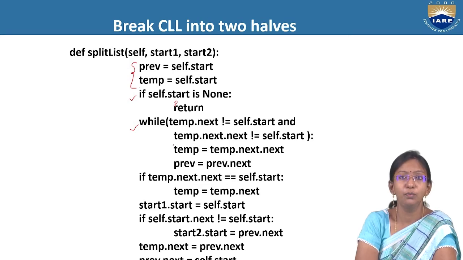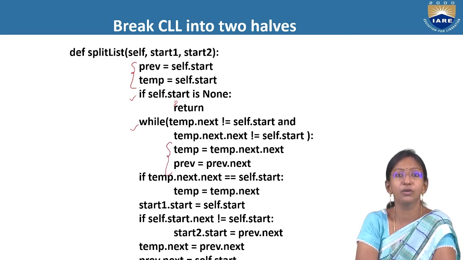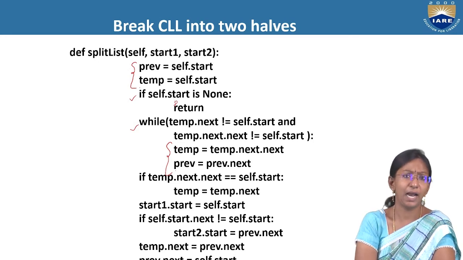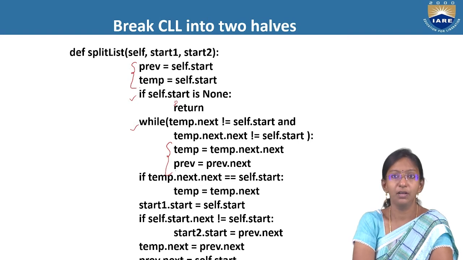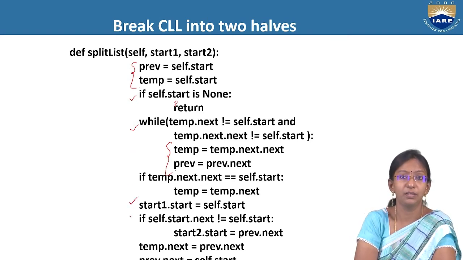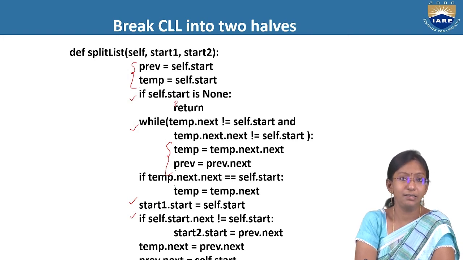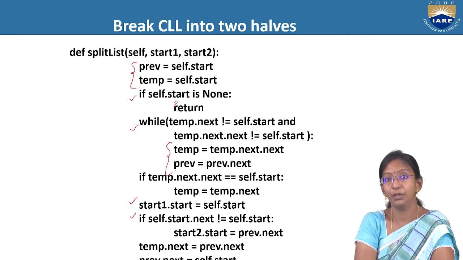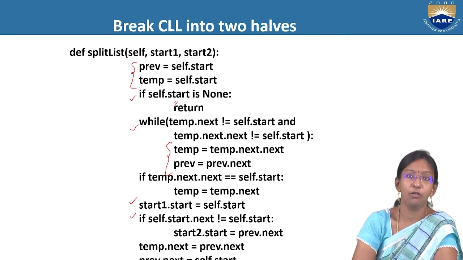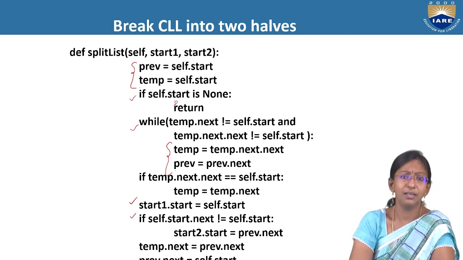In that case, you build this relation. You are going to override the content in the temporary and previous pointer variables, right? Then you are going to make two lists, start 1 and start 2. Start 1 and start 2 are the two objects of the same class, circular linked list. So this is the function of breaking a circular linked list into two halves.